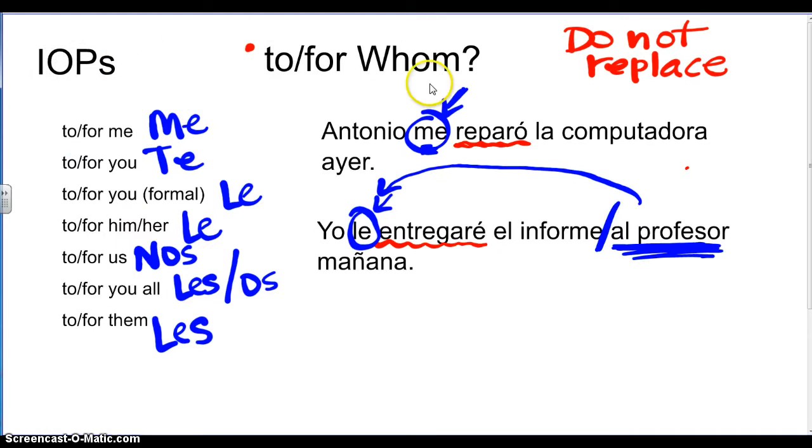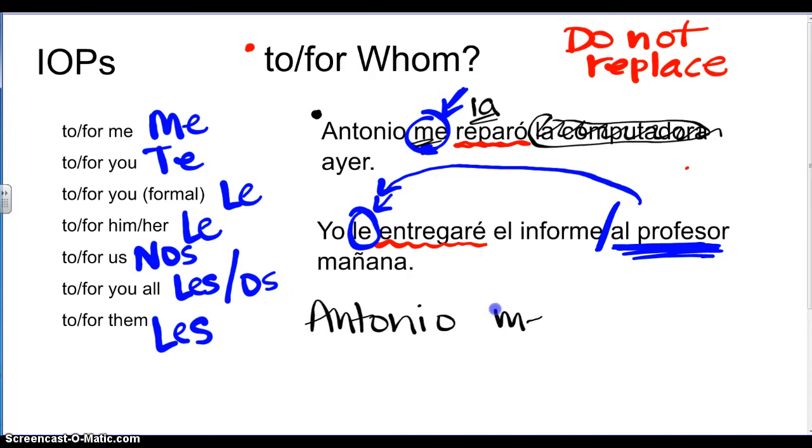So I want to go back to this slide here, and I want to actually rewrite both of these sentences using direct and indirect object pronouns. So let's look at the first one. We have Antonio me reparó la computadora. What did he repair? The computer. I'm replacing this with a la. I am allowed to have a me and a la together. So my new sentence would be Antonio me la reparó ayer. And we would end up having the me and the la, one right after each other.